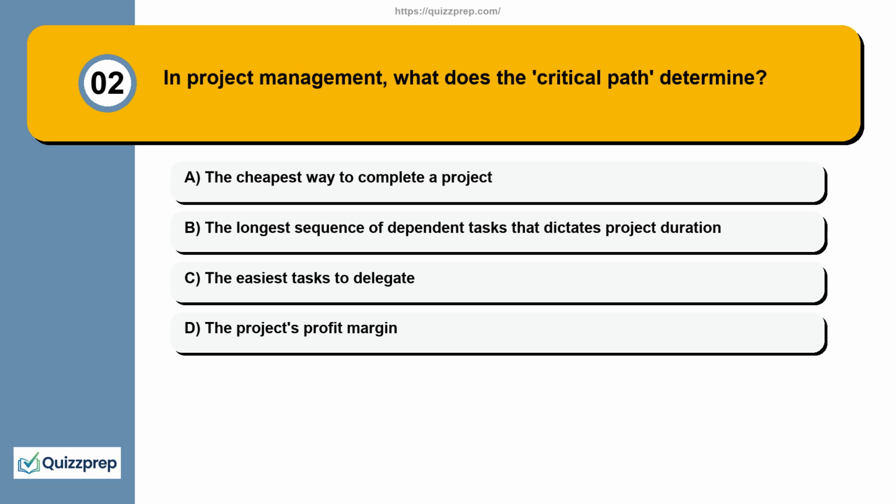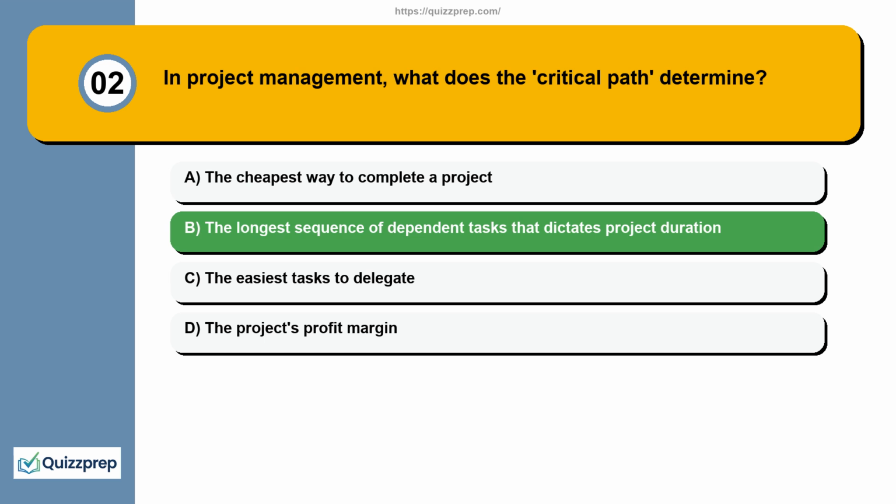Question 2. In project management, what does the critical path determine? Here are your options. Option A. The cheapest way to complete a project. Option B. The longest sequence of dependent tasks that dictates project duration. Option C. The easiest tasks to delegate. Option D. The project's profit margin.